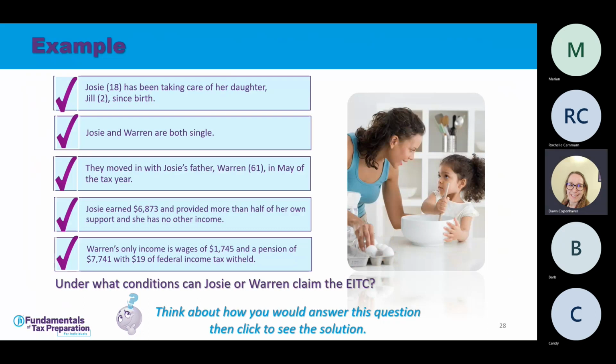He's 61 years old. Josie had earned $6,873 and provided more than half of her own support, and she has no other income. Warren's only income is wages of $1,745 and a pension of $7,741 with $19 of federal income tax withheld. Under what conditions can Josie or Warren claim the earned income tax credit?